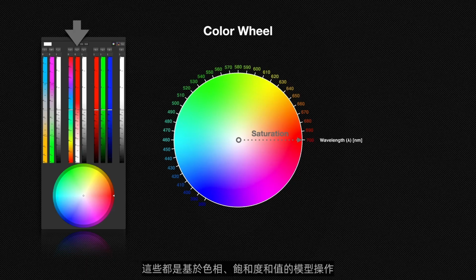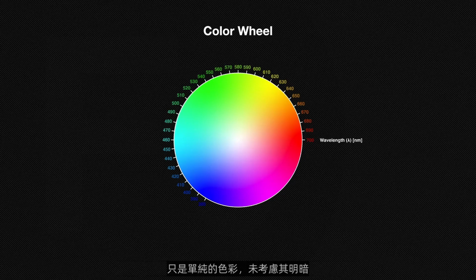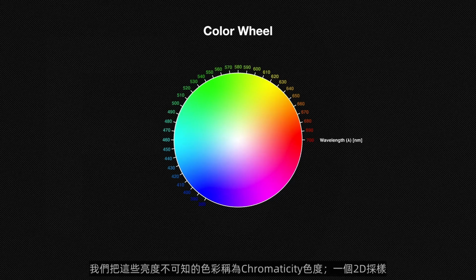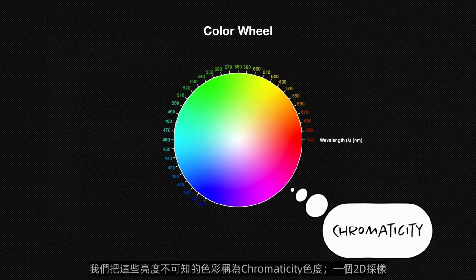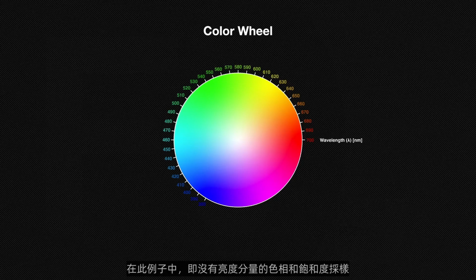Those are the manipulations based on the hue, saturation, and value model. Notice that we are talking about color without taking in consideration the luminance or brightness of the sample. Just purely color. No matter how dark or how bright it is, we refer to these luminance agnostic colors as chromaticity, a 2D sample. In this example, a hue and saturation sample without the brightness component.